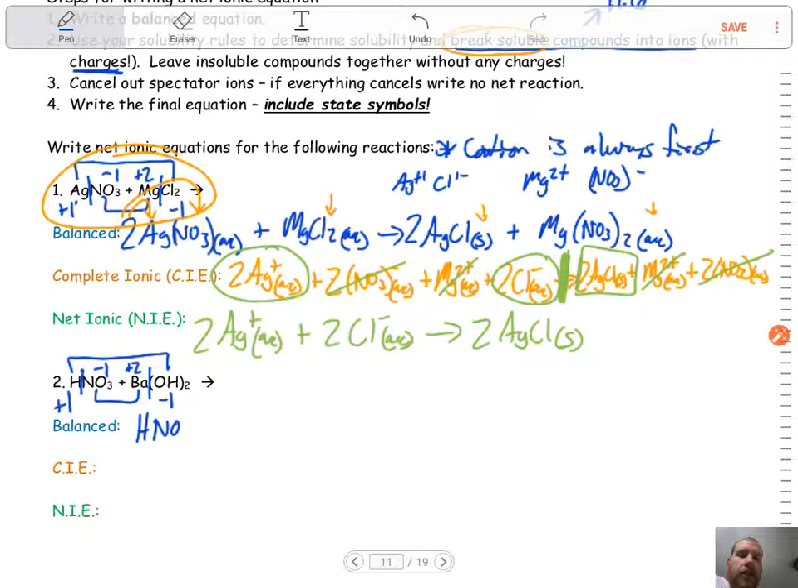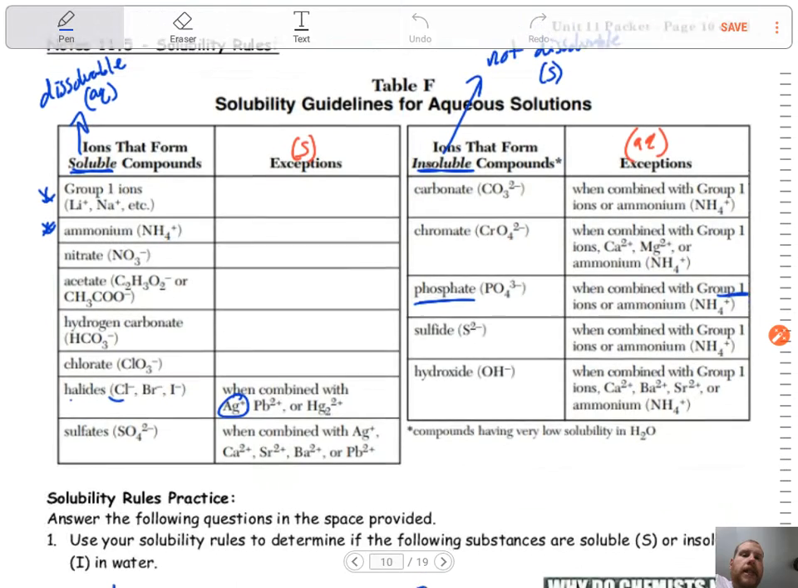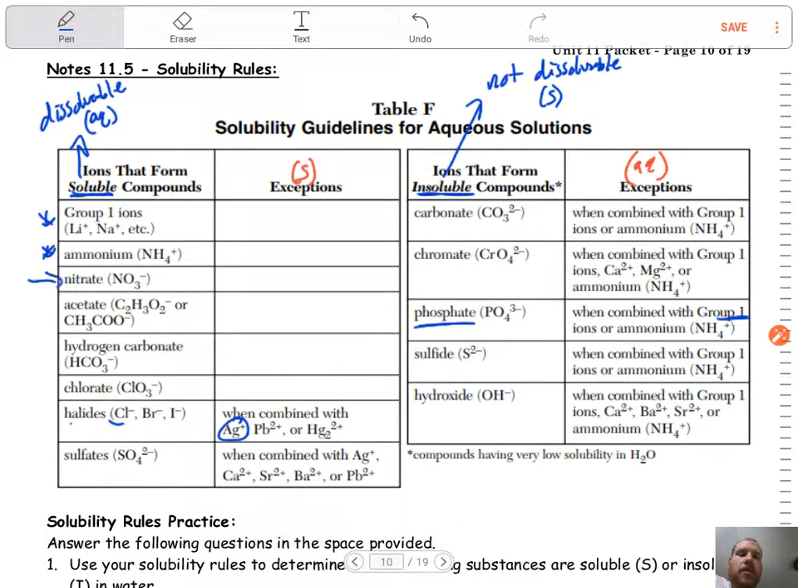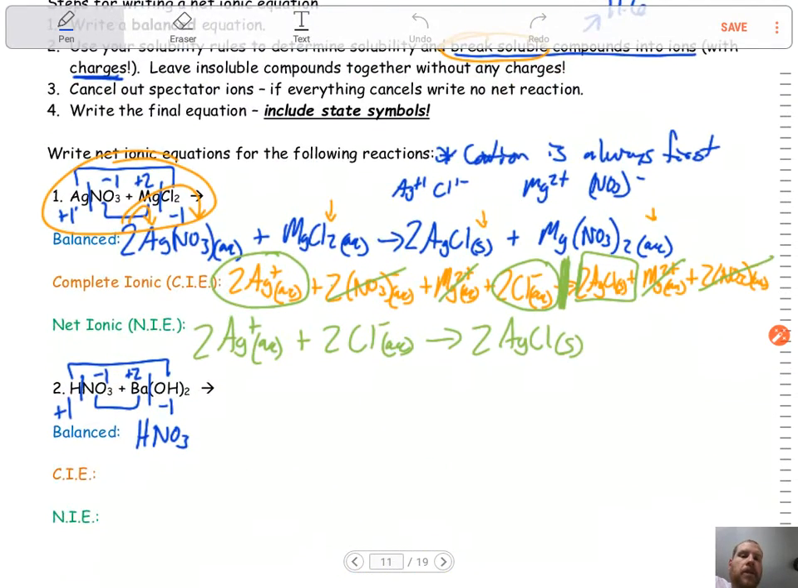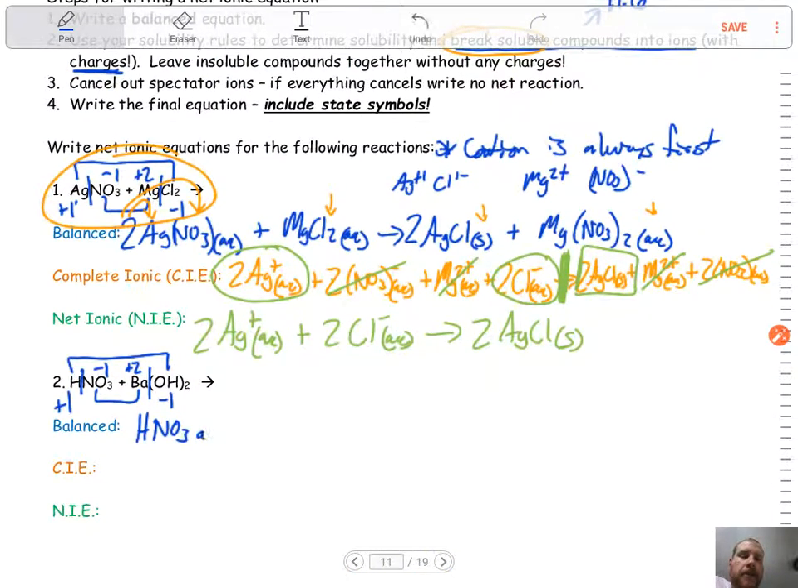We got HNO3. Go and look at your solubility rules. Is that soluble or insoluble? Again, nitrate's one maybe you will end up memorizing. There are no exceptions. Anytime you see nitrate in a compound, it's always going to be aqueous. This is nitric acid, actually. All right, barium hydroxide.